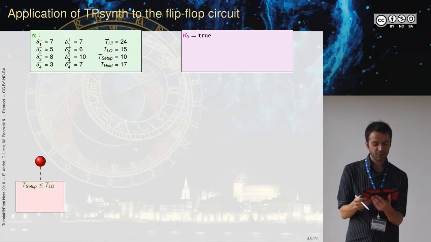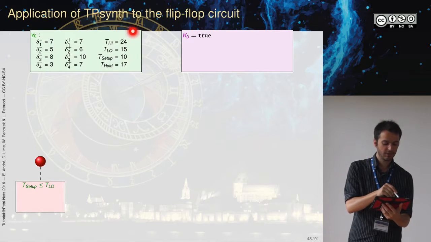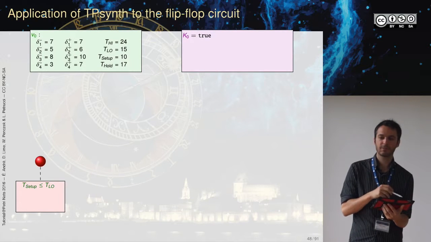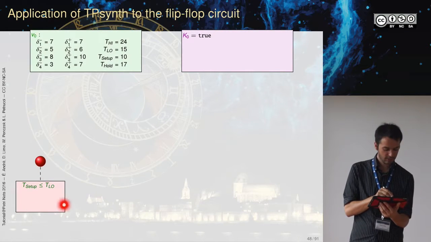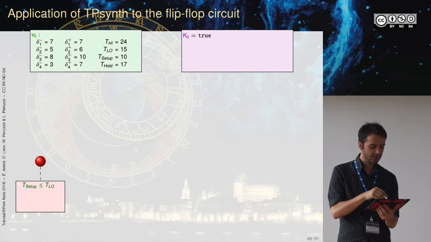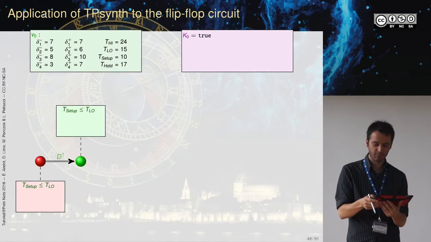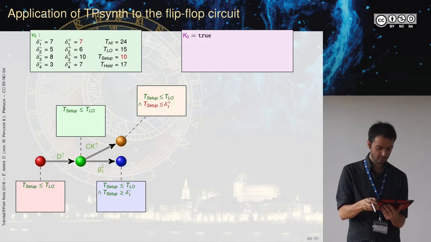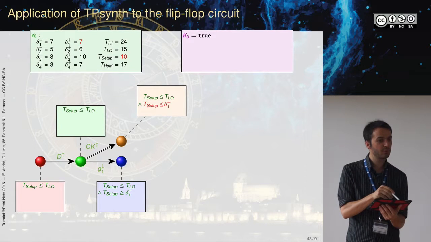So let us apply trace preservation synthesis to the flip-flop circuit. Here I present my reference valuation. This is a valuation for any of the 12 parameters I have. Here is a constraint, and here is a symbolic state space. I start with the red location and I have a constraint. For the sake of simplicity, I remove the clock valuations, so it's a symbolic state space with only parameters. I need the clock valuations, I just remove them to get a simpler slide. If I take this transition, I get this constraint. Then I have two successors, and I will check that those successors are compatible with the reference valuation.